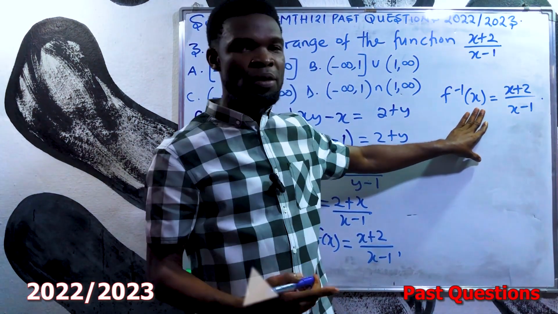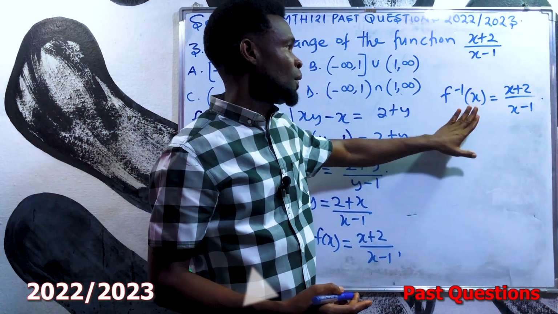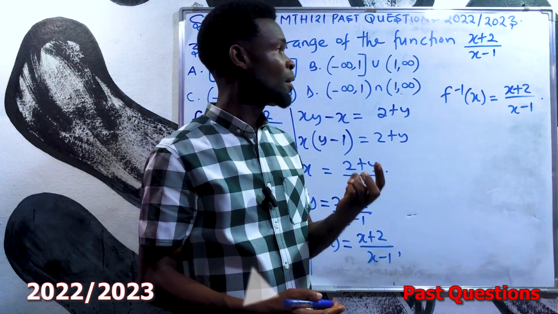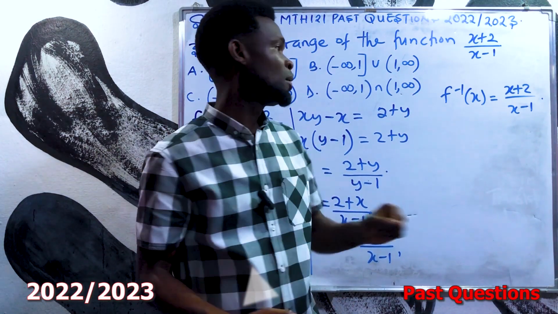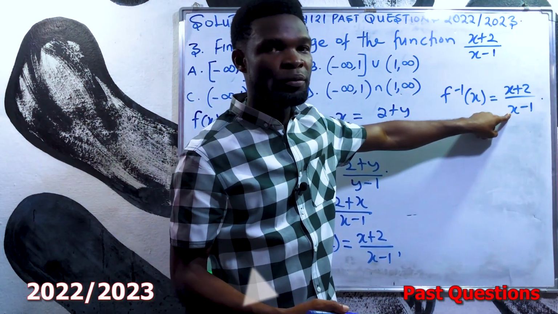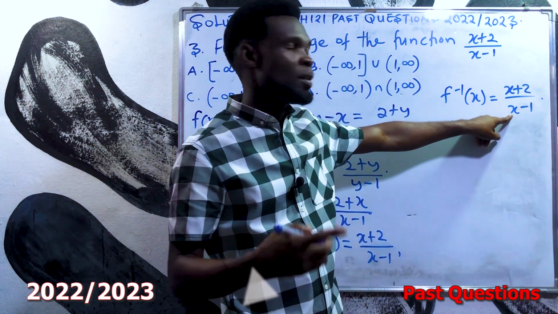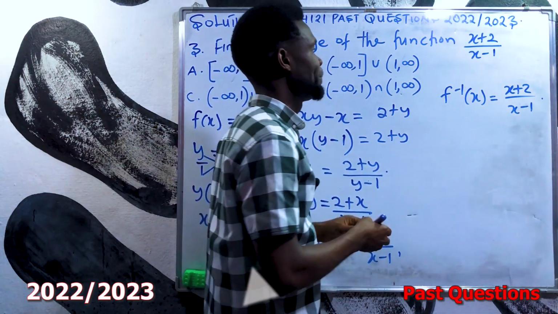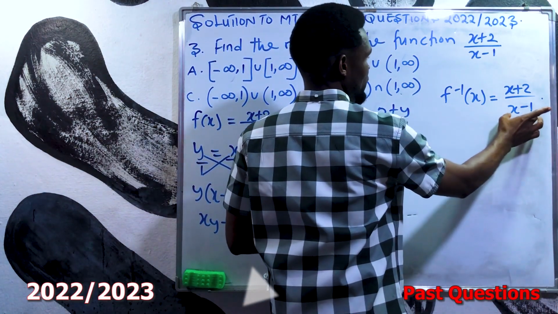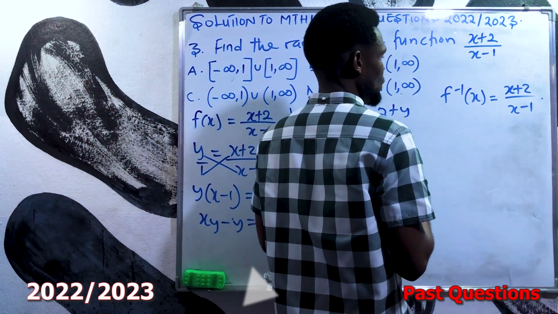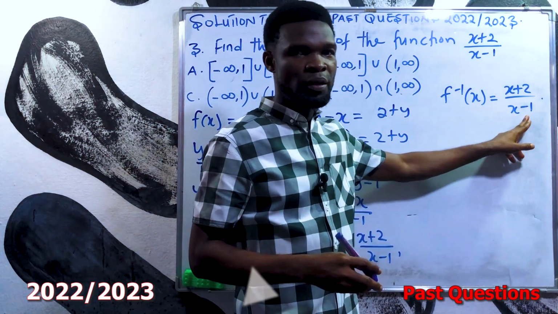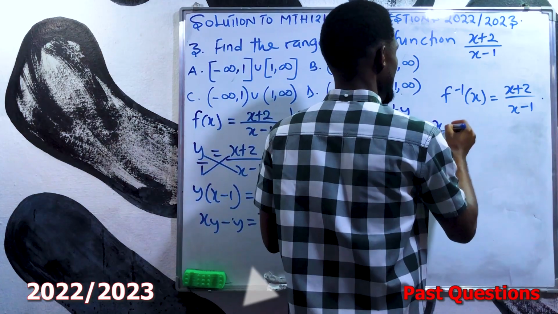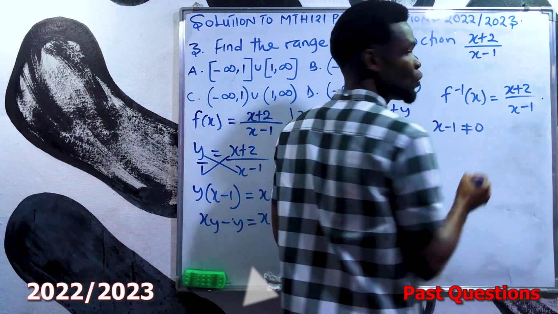Having obtained the inverse, the next thing now is for us to find the domain of the inverse function. And of course, a domain is a set of input values of x. To find the domain of this function, of course, you know that the denominator cannot be 0. Very important.